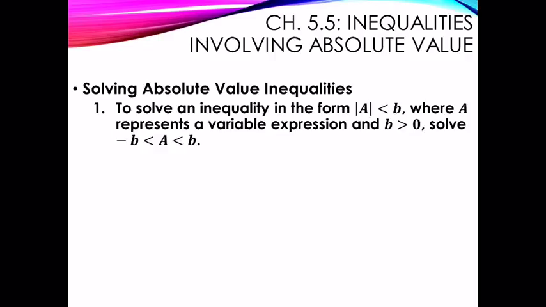Okay, so this first thing says that to solve an inequality in the form absolute value of A is less than B, where A represents a variable expression and B is a number greater than 0, you're going to solve the inequality negative B is less than A less than B. And the way I'm going to do it is a little bit different than what is written here. We're actually going to solve two inequalities, and when we get to the example, I'll show you. So anytime you see the absolute value of an expression, we're going to solve two inequalities.